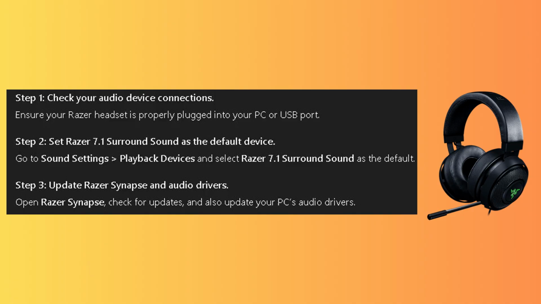Set the Razer 7.1 surround sound as the default device. Go to sound settings, playback devices, then select Razer 7.1 surround sound as the default.